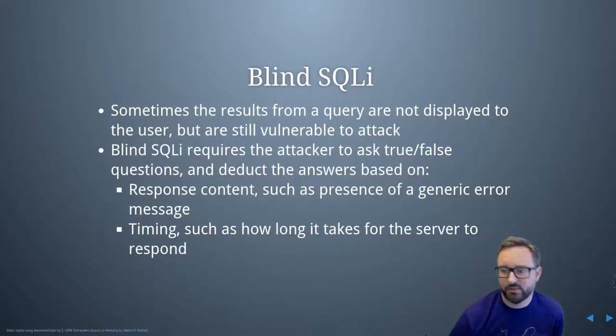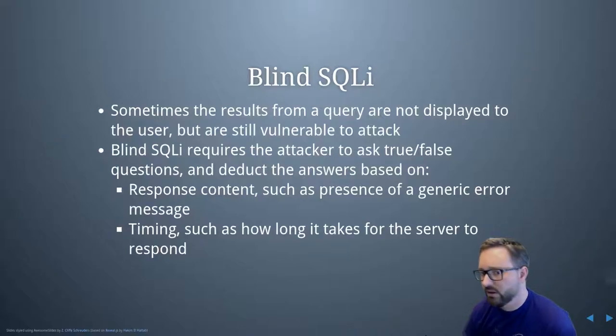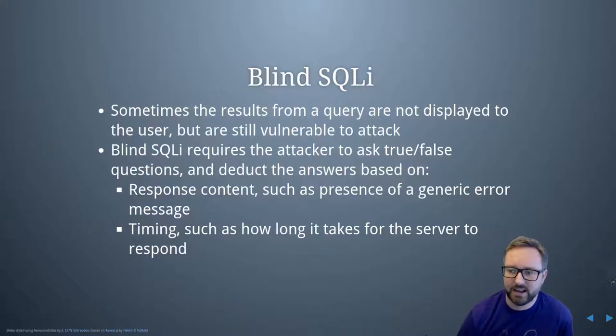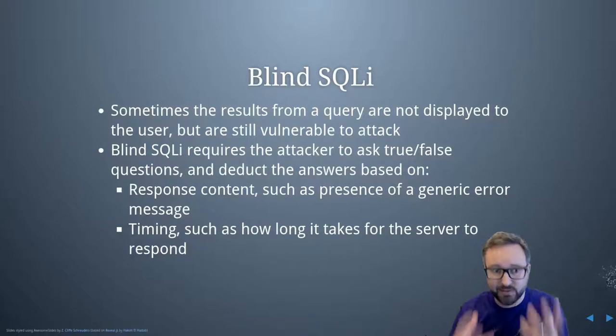Sometimes the results from a query don't actually get displayed to the user, but they could still be vulnerable to attack. An example of that is blind SQL injection. It requires the attacker to ask true or false questions of the database and try to deduce the answers. You can deduce the answers based on response content, like the presence of an error message, for example, or timing. If you write a query that will take a long time if the answer is true and a very short time if the answer is false, or the other way around, then you can use that to figure out what's in the database, even if you aren't given the information directly.